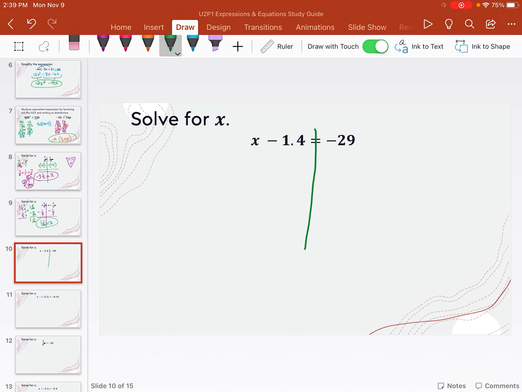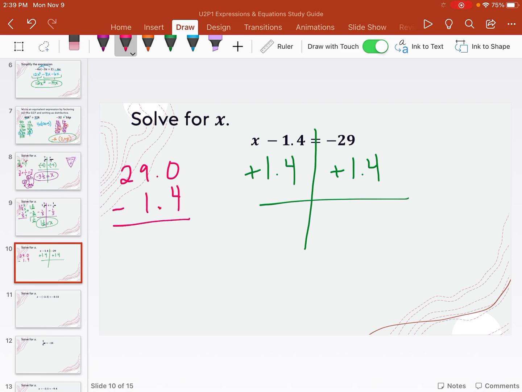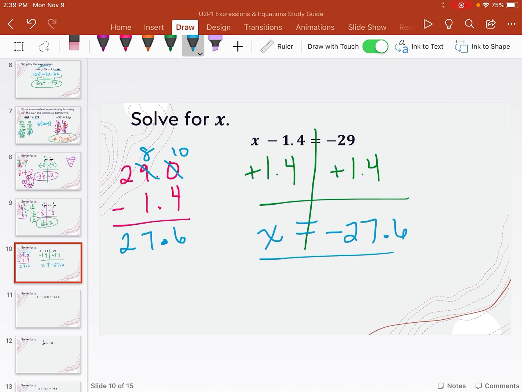Okay, draw your line. It's subtracting 1.4, so I'm going to add 1.4, add 1.4. It is a negative plus a positive, so different sign, subtract. So I'm going to do 29.0 minus 1.4. And I'm going to borrow, so 9 becomes an 8, the 0 becomes a 10. 10 minus 4 is 6. Bring down my decimal. 8 minus 1 is 7. And 2, and then check my sign. So it was keep the sign of the larger number. The -29 was larger, so -27.6 is equal to x.